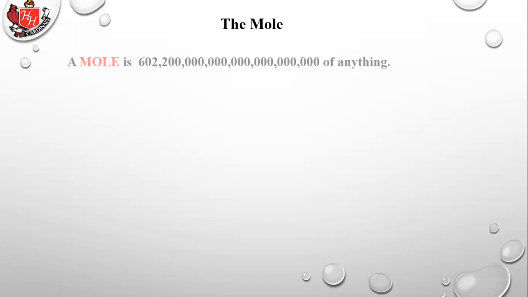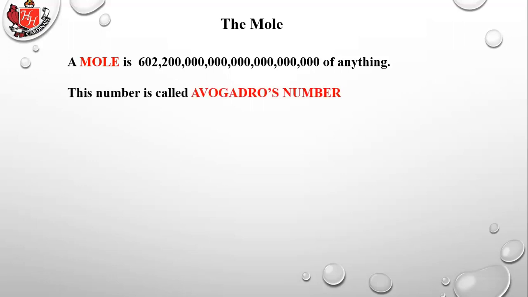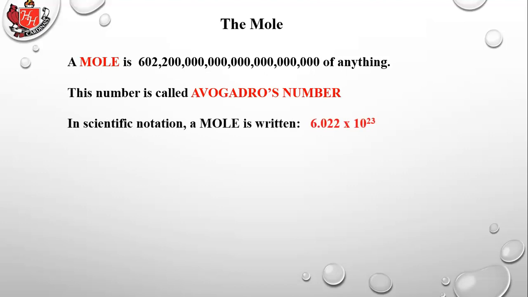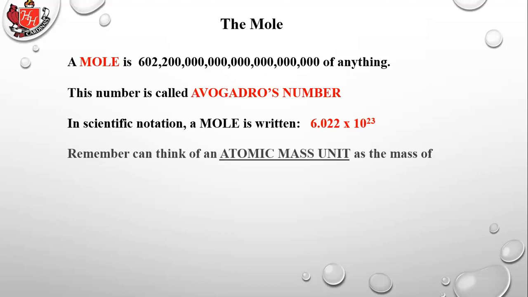So the mole. A mole is that number. It's a very, very large number, and it can be of anything. But in this class, it will be of atoms, molecules, things of that nature. This number is called Avogadro's number, after the person who came up with this concept. In scientific notation, a mole, that number up above, is 6.022 times 10 to the 23rd.